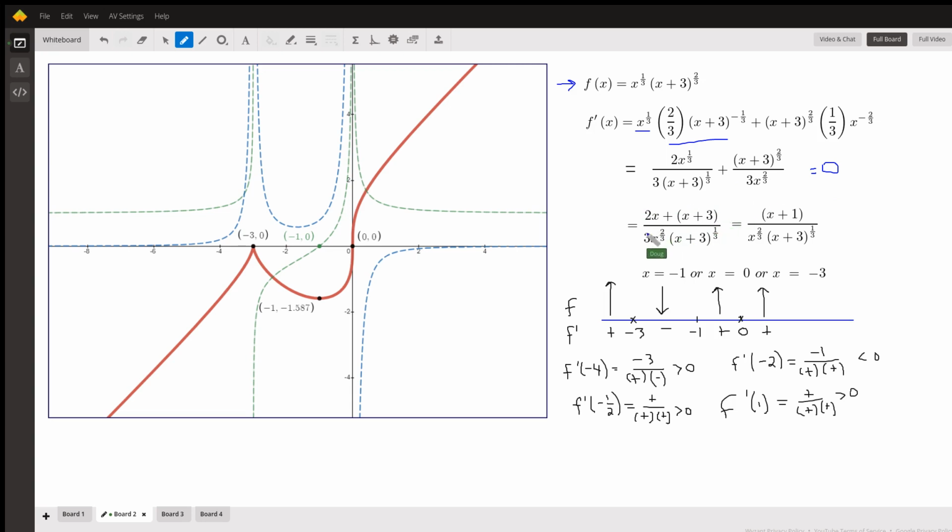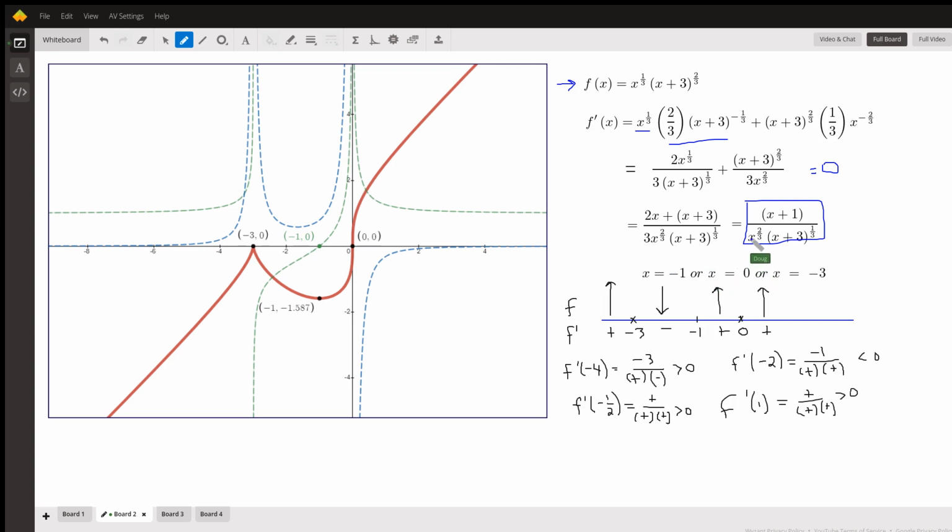So we'll get a common denominator of 3 x to the 2/3 times x plus 3 to the 1/3, and that simplifies to x plus 1 over that common denominator. The 3's actually canceled out. So there's your first derivative right there. And that tells you that the critical numbers are when the derivative equals 0, which happens when the numerator equals 0, which happens when x equals -1, or when the derivative is undefined.